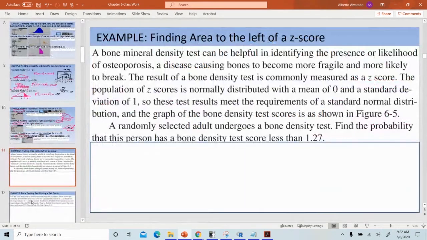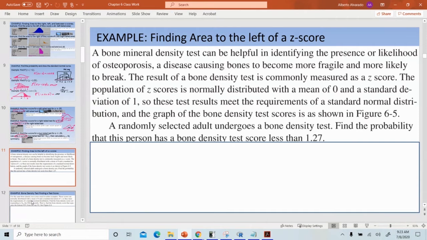Okay. So let's start answering some questions with this information. Finding area to the left of a z-score. A bone mineral density test can be helpful in identifying the presence or likelihood of osteoporosis, a disease causing bones to become more fragile and more likely to break. The results of a bone density test are commonly measured as a z-score. The population of z-scores is normally distributed with a mean of 0 and a standard deviation of 1. So these tests meet the requirements of a standard normal distribution, and the graph of the bone density test score is shown in figure 6.5.